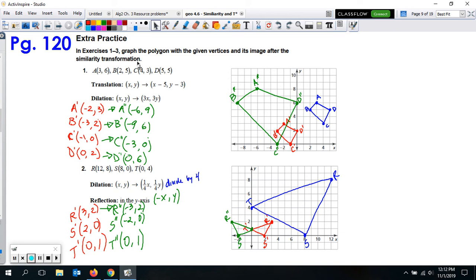We're graphing the polygon, which is the original one, and the image after the similarity transformation. So it's really this one here and then this one here. We like to get this middle one just so we can get the idea of how to get to this one. For that green one, that's the last one.